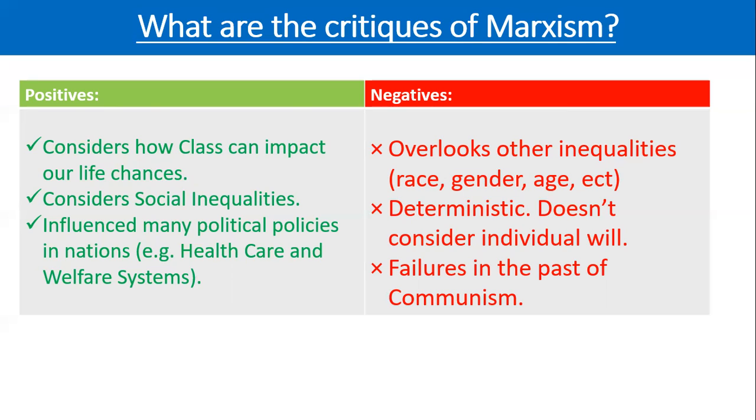Also, there have been failures of communism in the past, which is really that utopia for many Marxists. We've had failures in China, for example, with Mao Zedong, and failures in Russia with the Soviet Union and people like Stalin. And there's not really a big presence of communism around the world.